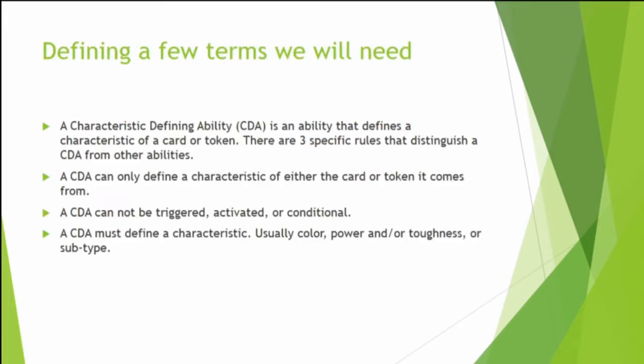So a few terms we're going to need. CDAs, so characteristic-defining abilities. It only comes from its own card or token. It's not triggered or conditional. And it's color, power, toughness, subtype, type stuff.